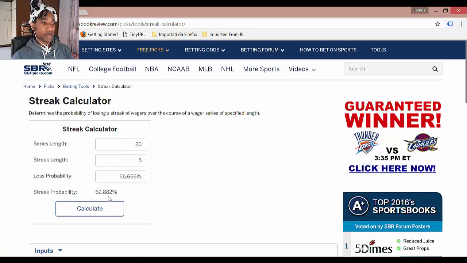Now this can help you to recalibrate your brain, because people don't want to go on losing streaks, and this is what makes a high risk to reward, low win rate system difficult to trade, because 1 out of 3 is pretty low. A 33% win rate is a pretty low system.